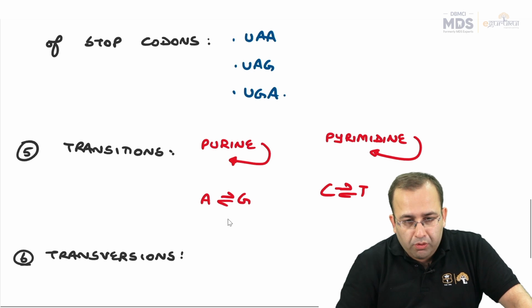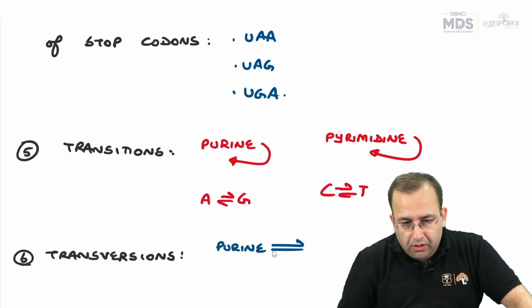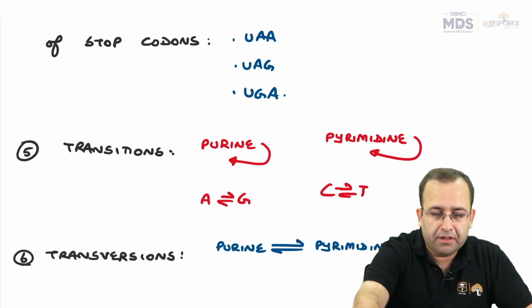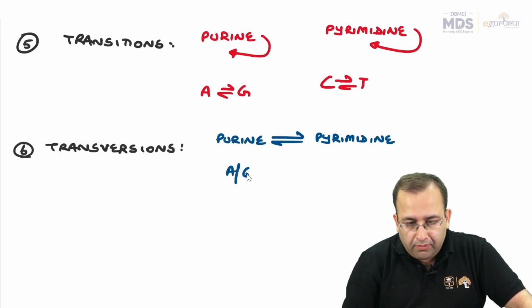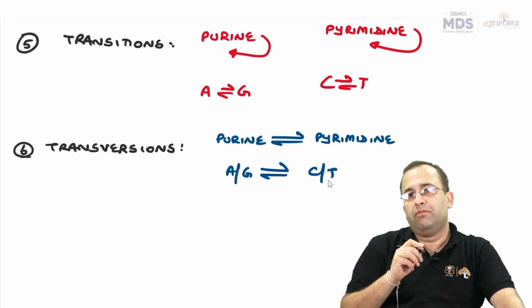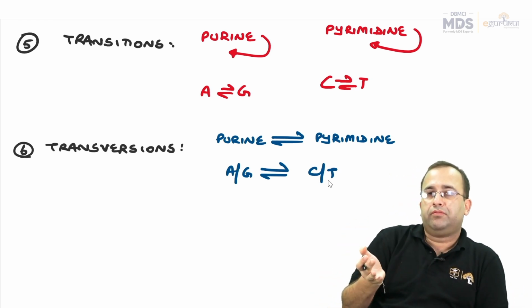In which a purine is replaced by a pyrimidine. Transversion: a purine is replaced by a pyrimidine or vice versa. That is, A or G being replaced by C or T. Transversion, purine being replaced by pyrimidine or vice versa.